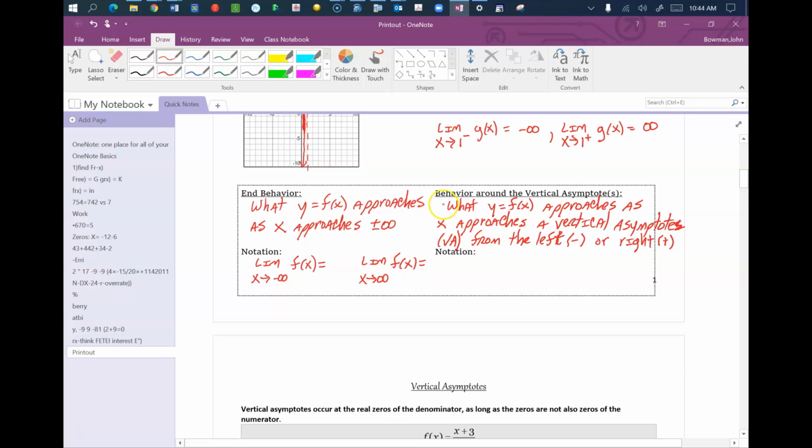And so our notation for that looks something like this. The limit as x approaches the value of that vertical asymptote, whatever it is, from the left of f of x. And the limit as x approaches the value of that vertical asymptote from the right of f of x. And it's going to come down to one of two things. Those limits from the left and the right for vertical asymptotes are either going to be positive or negative infinity. And we'll talk more about how you find those values shortly.